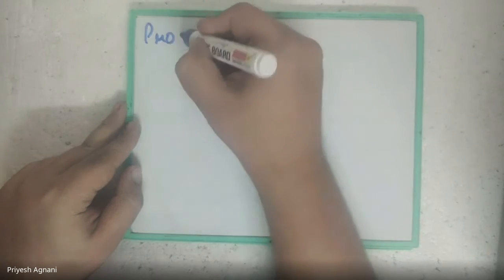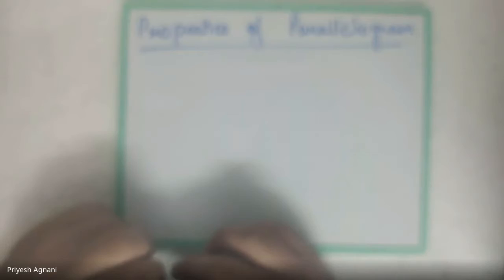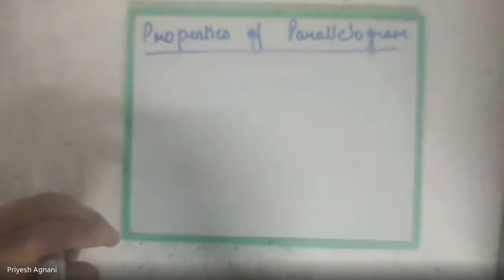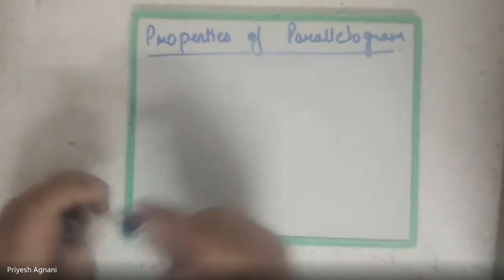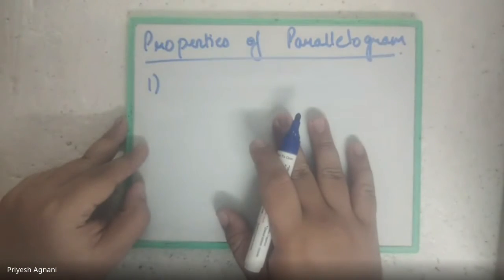Now we come down to properties of a parallelogram. Put down the heading. Properties of a parallelogram. Property number one. Please pay attention. You have to write down all the properties turn by turn.